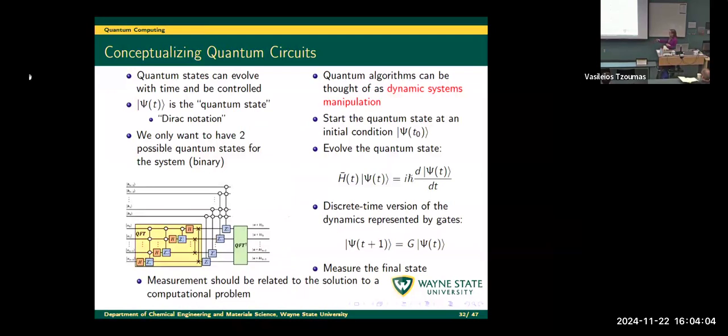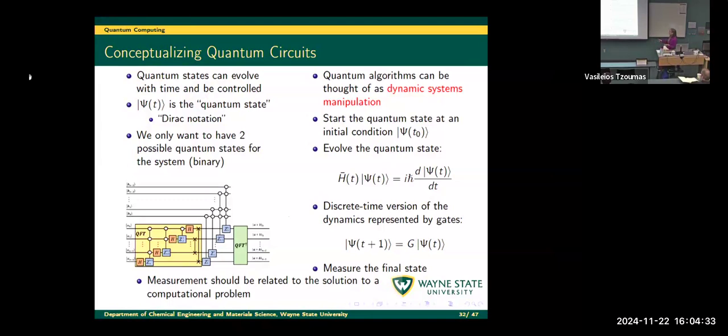And the idea is that quantum circuits involve you have your qubits, and those are in a quantum state. And so the quantum states can evolve with time and be controlled. And so the quantum state is represented by this interesting notation, ket psi of t, and this is what's called Dirac notation. And we only want to have two possible quantum states for the system so that each qubit can represent only two quantum states. And so this is so that we can work with binary.